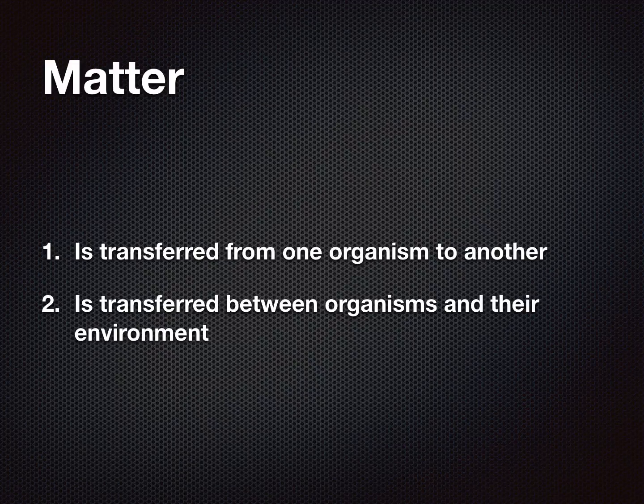Two things you need to know about matter. Matter is anything that has mass and volume. And matter in an ecosystem is transferred from one organism to another, and is also transferred between organisms and the environment. Now think about this: when something eats something else, it's transferring matter from one organism to another. However, when an organism dies, it transfers that matter to the environment. Also, when an organism poops, it's transferring matter to the environment. So matter, lots of different things.